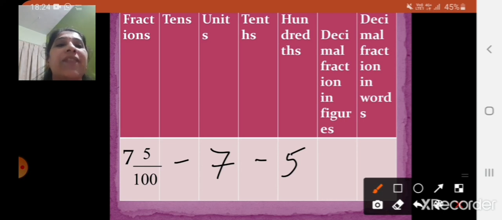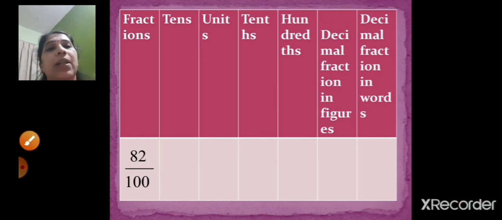Now decimal fractions in figures. 5 upon 100 means 2 decimal places. So it will be what? 7.05. So you will write it as 7.05. Now in words, how will you write? SEVEN, POINT, ZERO, FIVE. Right? So let's take the third example.